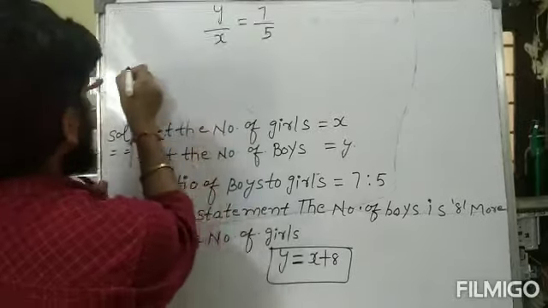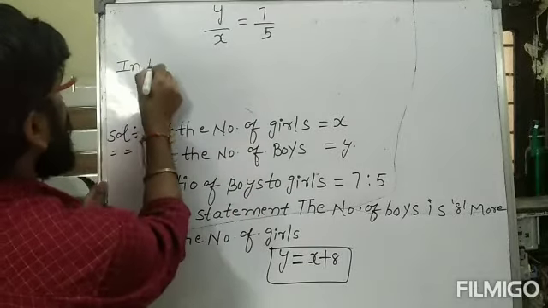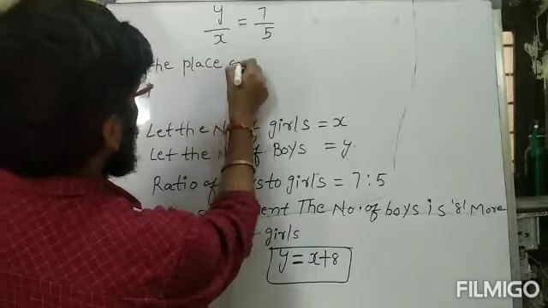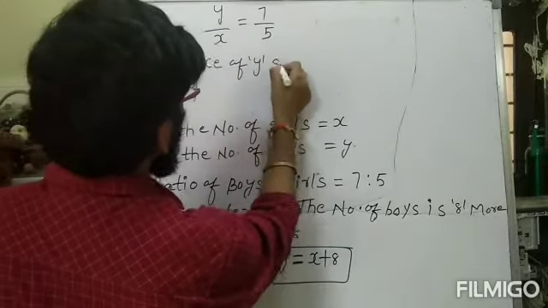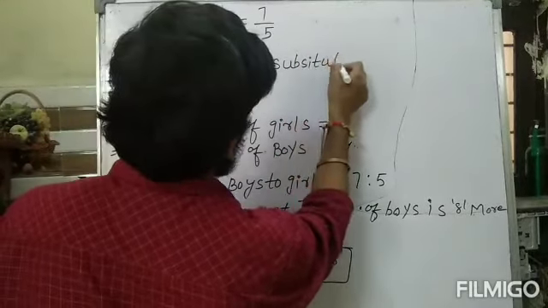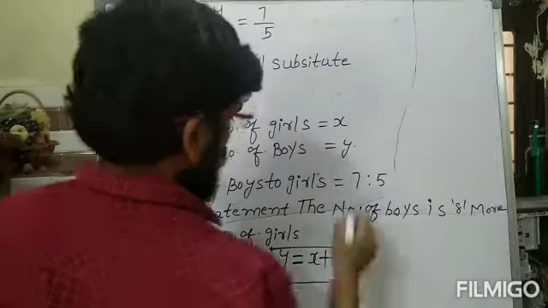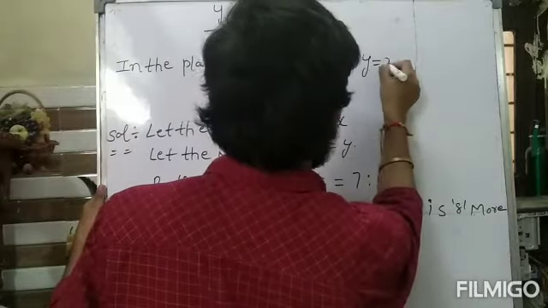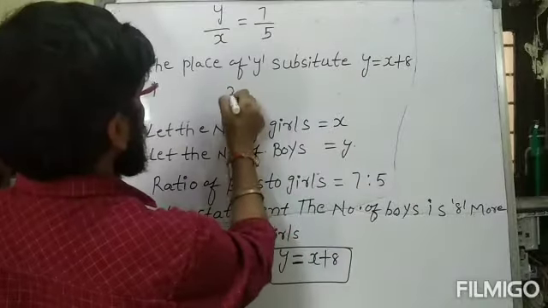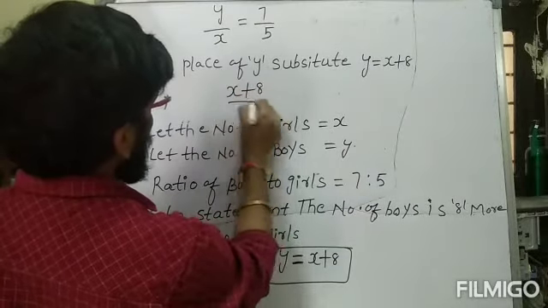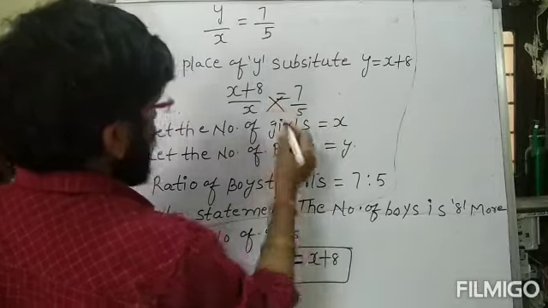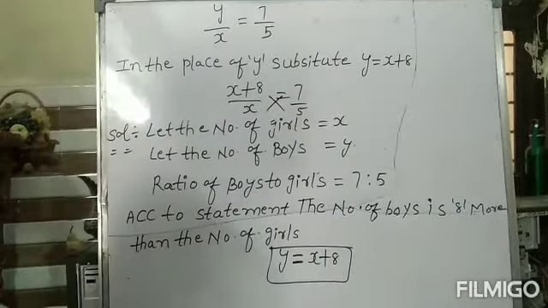Okay. In the place of y, substitute y equals x plus 8. Then x plus 8 by x equals 7/5. Cross multiplication.